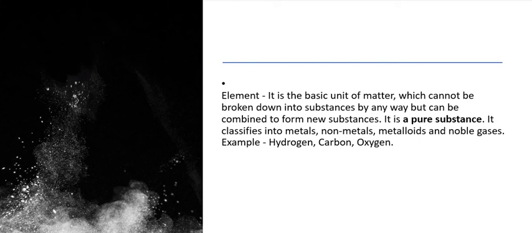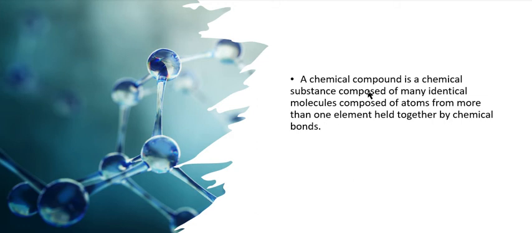Now look at the definition of a compound. A chemical compound is a chemical substance composed of many identical molecules, composed of atoms from more than one element held together by chemical bonds. So it is also a pure substance because it contains atoms and is a chemical substance.